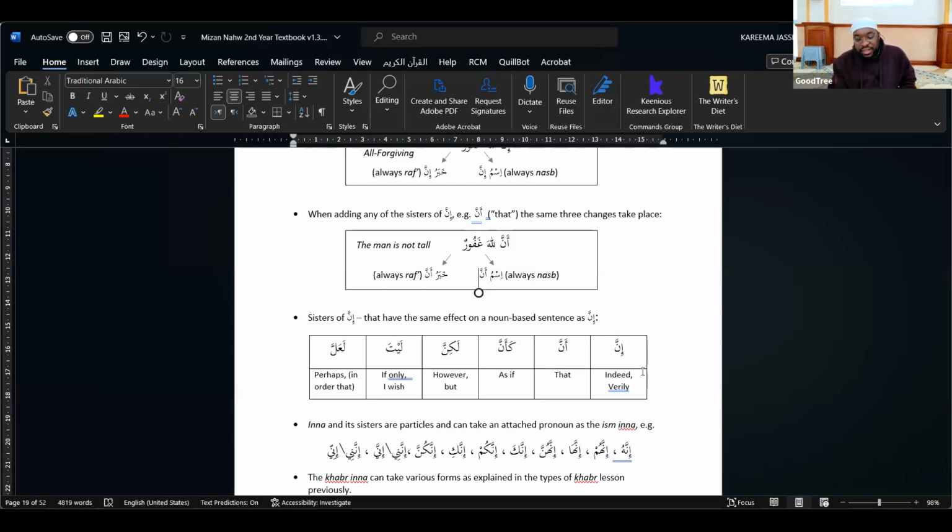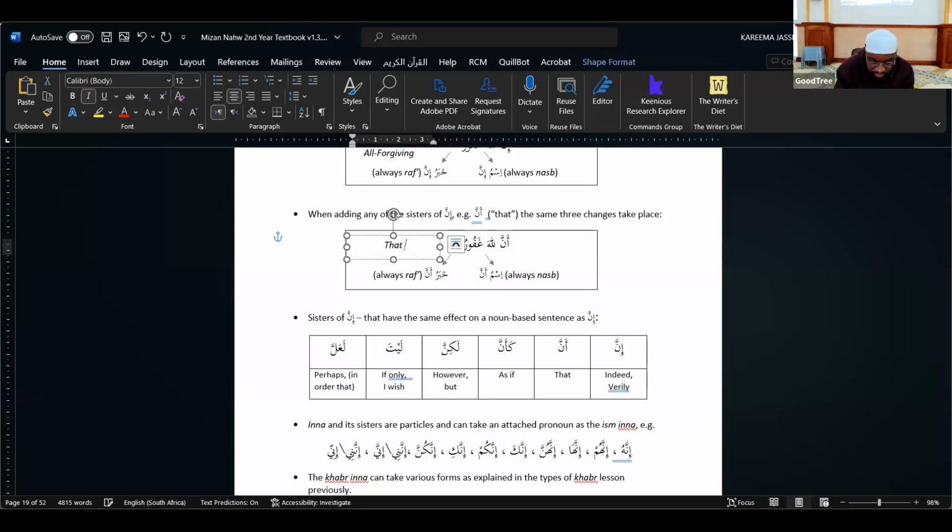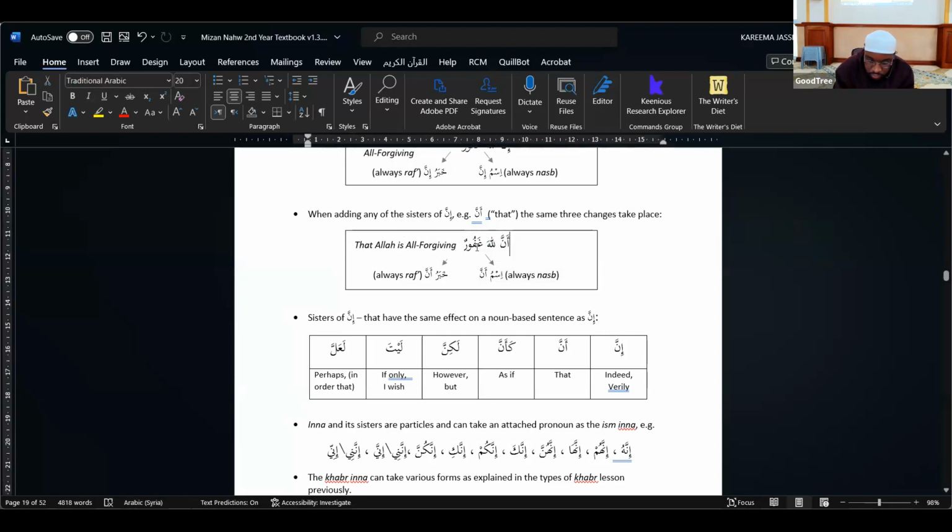So here's another example. Anna Allaha. This should read, that Allah is all forgiving. So just correct that in your notes. Everyone has that? That Allah is all forgiving. Anna Allaha ghafurun.